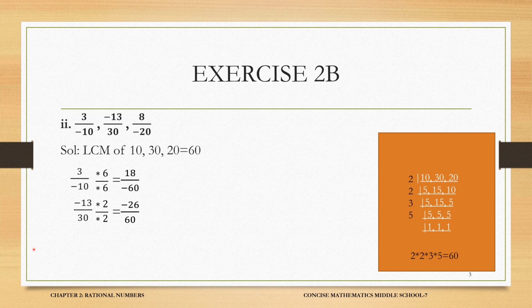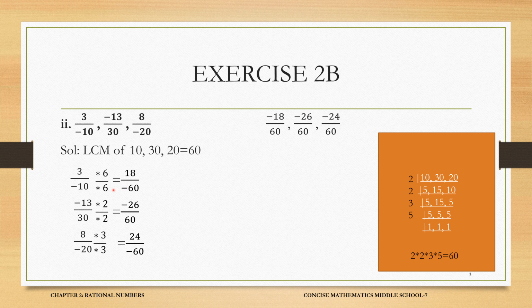8 by minus 20. So here to make this 20 into 60 you have to multiply it with 3. 8 threes are 24. Minus into plus is minus. 20 into 3 is 60. Right? Now all the denominators are 60.